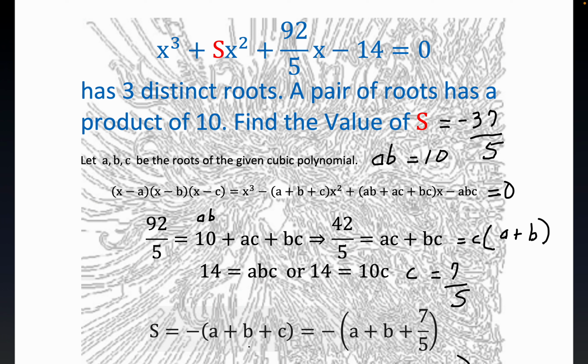But we were trying to find the value of S. And I'm not even sure if you can find each of the 3 zeros. We've found one of them, but I don't know how to find the other 2 really from this information, but I sure know that their negative sum is minus 37 over 5 right here. So there's your solution. Let me know what you thought.